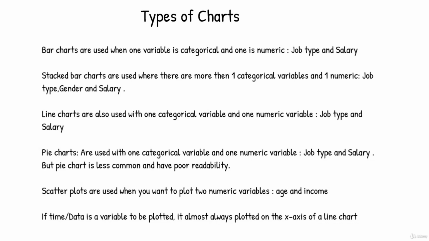Scatter plots are used when you have two numerical variables. Now, if you have a time or date as a variable to be plotted, then it should always be plotted on the x-axis of a line chart. So let us now do some hands-on and let us see if we can find some interesting trend and insight from the charts.